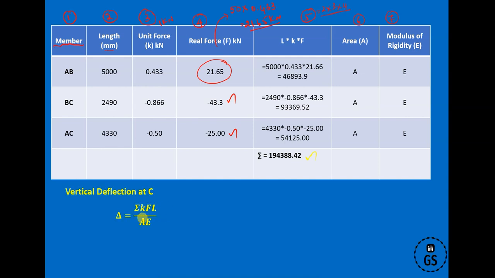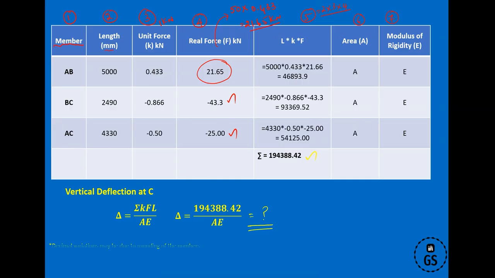Now use the formula: vertical deflection delta is equal to summation of KFL divided by AE. When you solve this, we come to know the total vertical deflection at point C is divided by AE constant. When you substitute AE, you will find the final values of your deflections. In this numerical I have not provided any area of sections and Young's modulus, so I have kept it as constant. Okay, now we have found the vertical deflection. How to solve this numerical for horizontal deflection at point C?